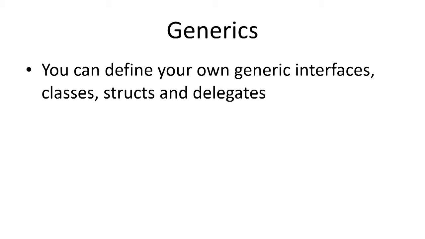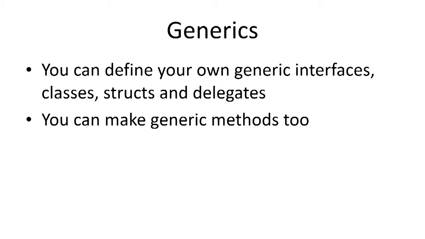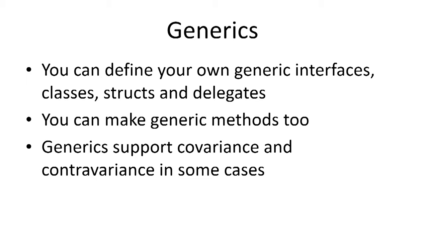We talked a little bit about generics in this course. We talked about how to use the generic collections. We looked at some generic delegates for generic event handlers. We looked at nullables, which are a form of generic. You can define your own generic interfaces, generic classes, generic structs, generic delegates. We did not talk about that at all in this course. You can also make generic methods. It's maybe not 100% clear what it means to have a generic method. It's kind of an odd feature, but it's something you can do.